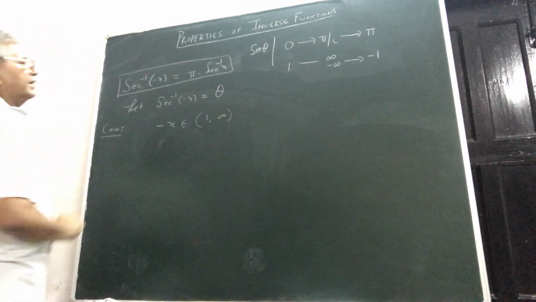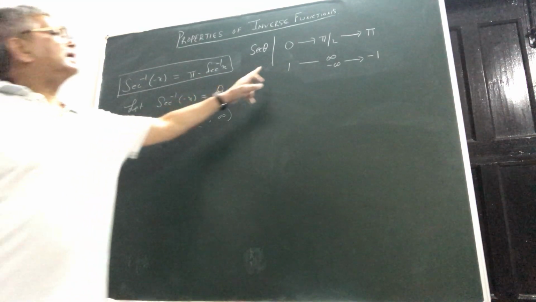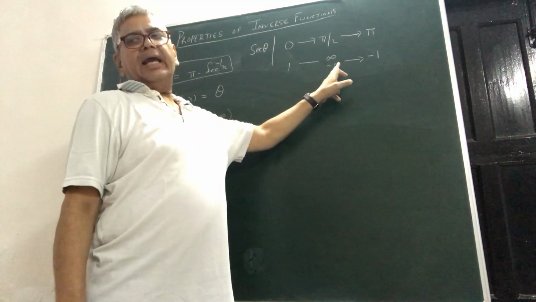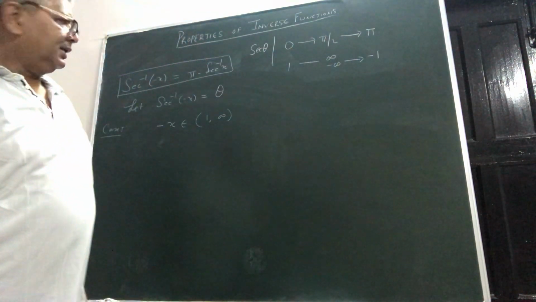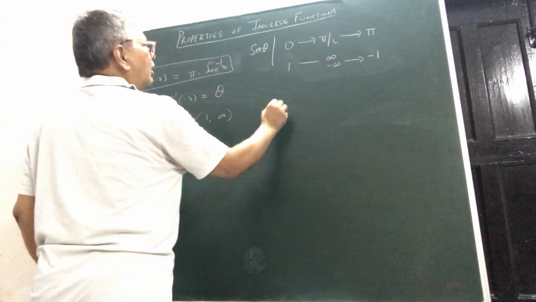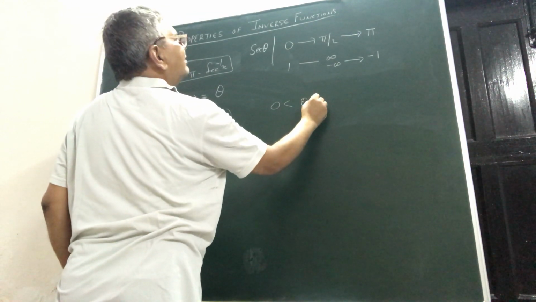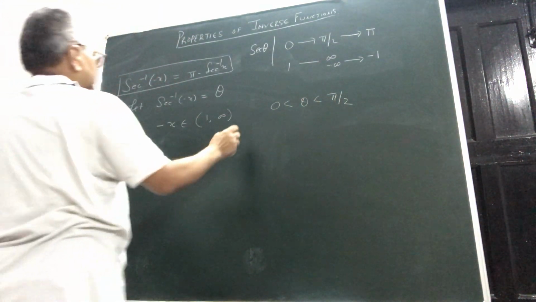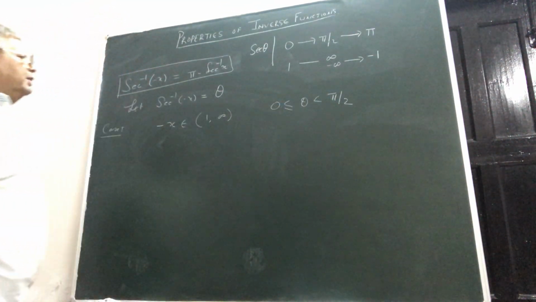1 to infinity. Then if minus x is an element of 1 to infinity, we will take the second case: minus x is an element of minus infinity to minus 1. So when x is an element of 1 to infinity, then theta will lie between 0 and pi by 2. 0 will be included, please mind it, and pi by 2 will be excluded.